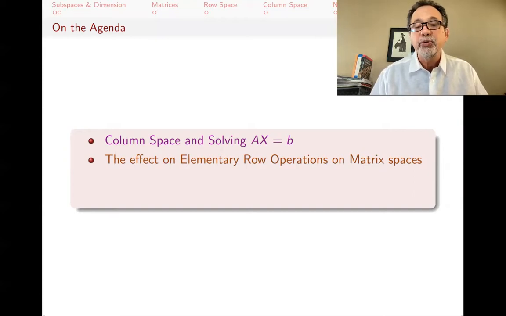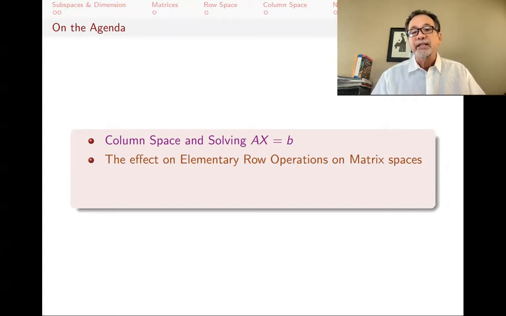Another very useful thing that we will do in a separate video is to look at the effect of elementary row operations on these matrix spaces. If you have a matrix and you have its row space, column space, and null space, what happens when you do some elementary row operations? Will those things change? How do they change?